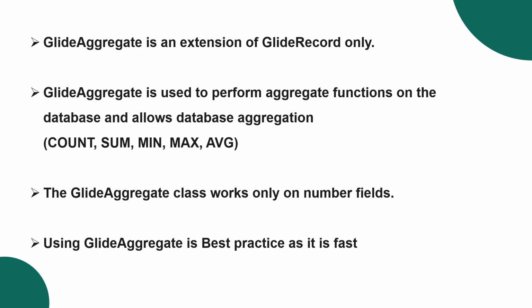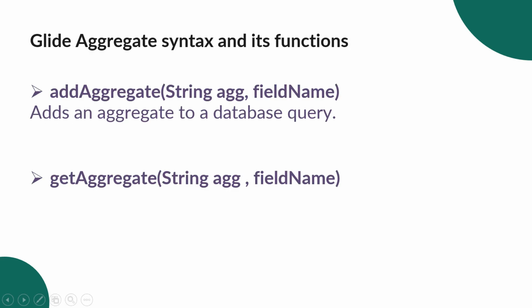Using GlideAggregate is a best practice because it is fast. Suppose, why does ServiceNow suggest using GlideAggregate when it already has the GlideRecord API? Because while we use the GlideRecord API, we need to iterate the loop multiple times, which makes the process slower. That's why they have created GlideAggregate with different functions.